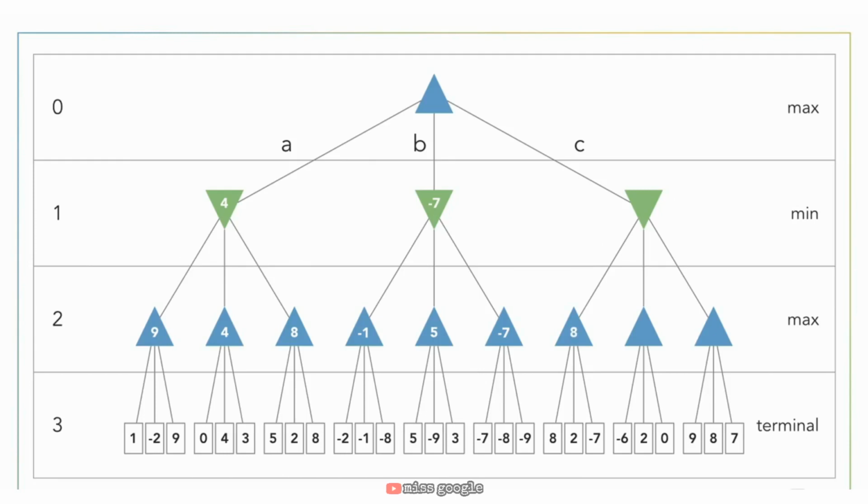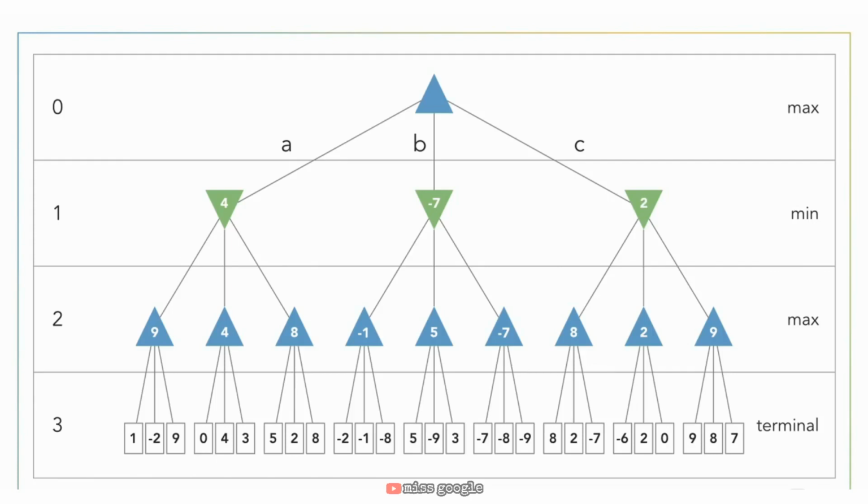Now between -6, 2, and 0, the maximum is 2. And between 9, 8, and 7, the max value is 9. The min value for level 1 is chosen from 8, 2, and 9. So the score is 2.